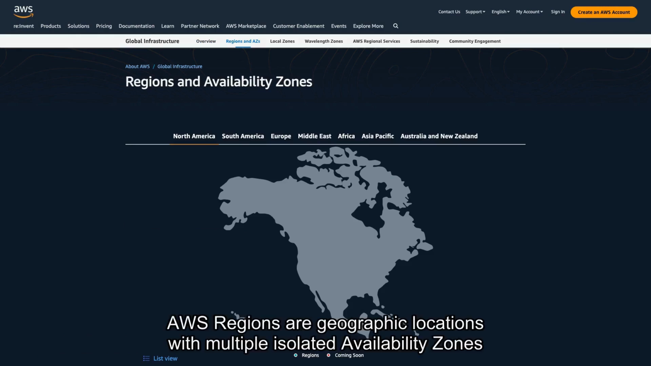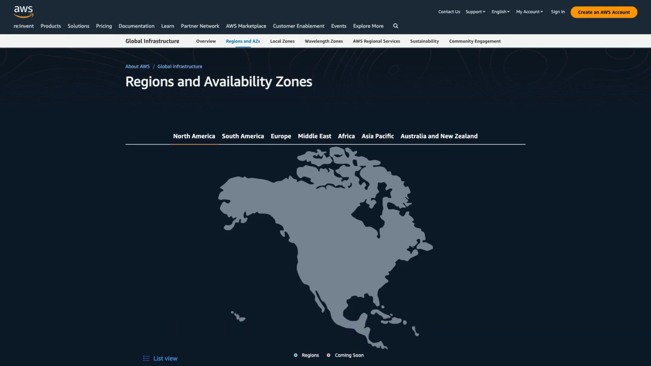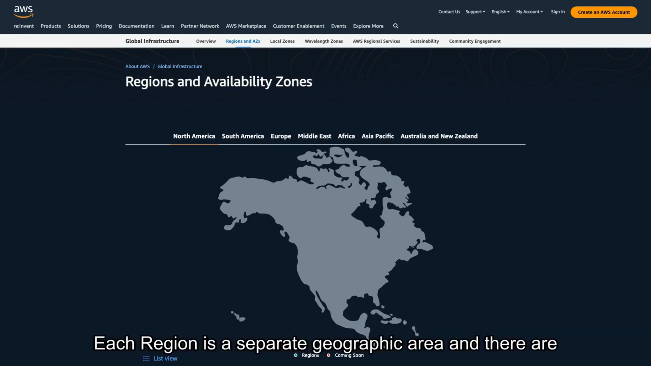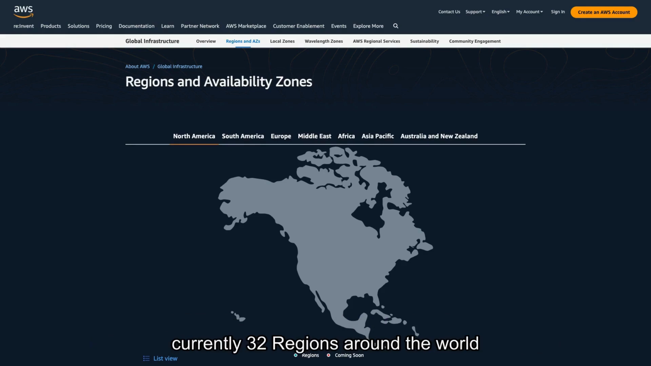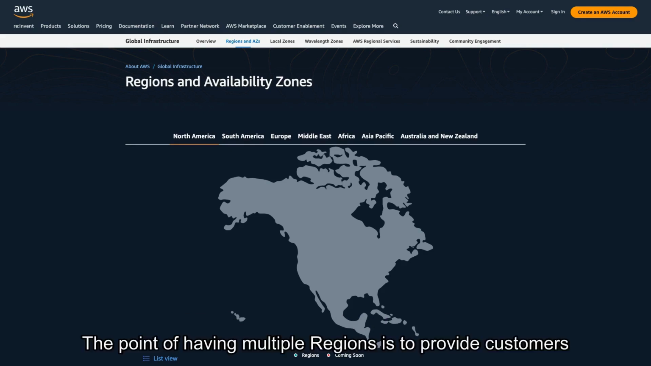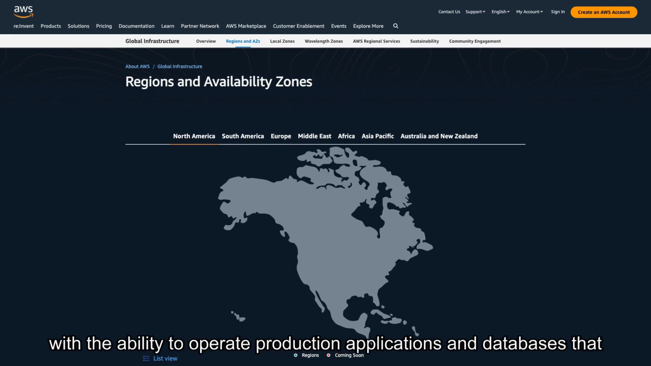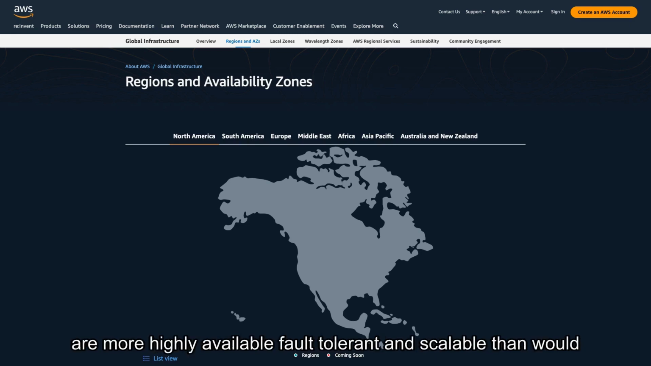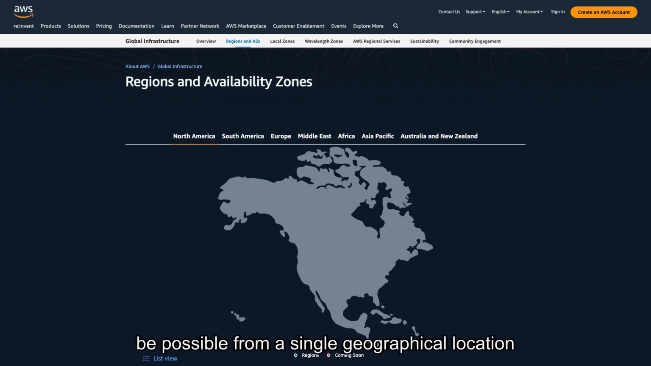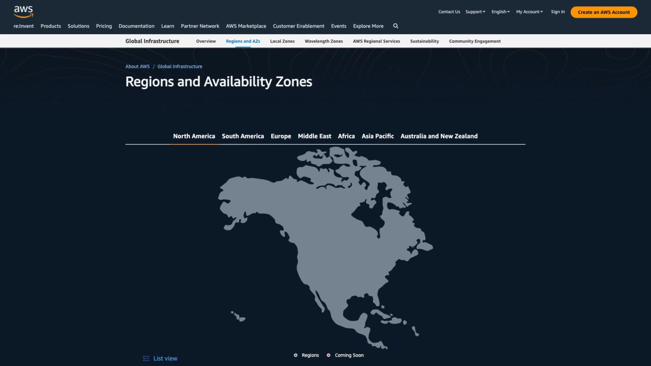AWS regions. AWS regions are geographic locations with multiple isolated availability zones. Each region is a separate geographic area, and there are currently 32 regions around the world. The point of having multiple regions is to provide customers with the ability to operate production applications and databases that are more highly available, fault-tolerant, and scalable than would be possible from a single geographical location.